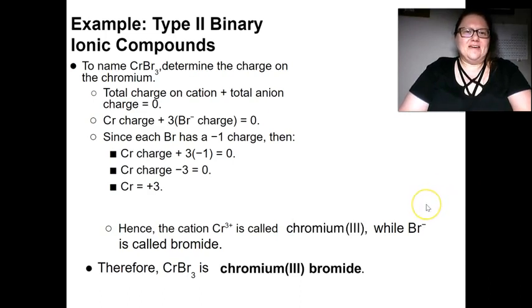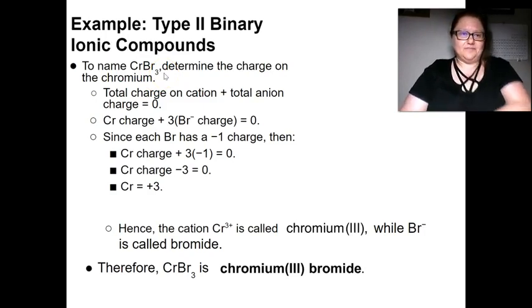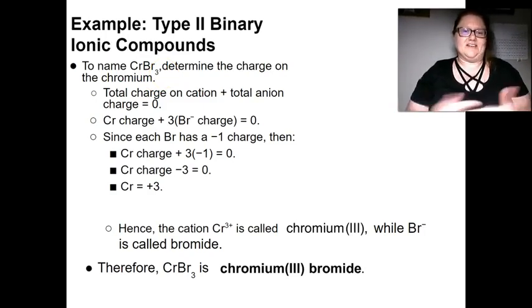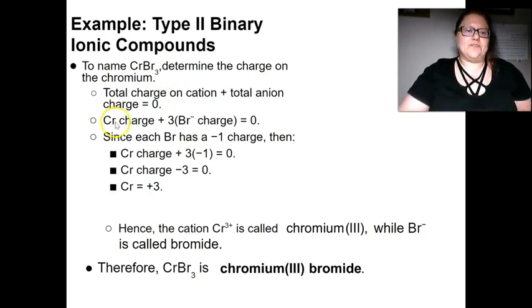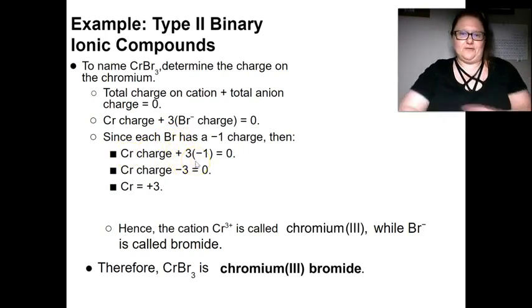Okay, so let's do some practice. So we have CrBr3 and determine the charge on chromium. For an ionic compound, the total charge has to equal 0. It has to balance out, or else this wouldn't form. The whole idea is to balance. So chromium has to be a +3 because every bromine is a -1, and you're having 3 -1s here with that subscript. So you have a -3 with all the Brs. The chromium would have to be a +3 to balance that out.